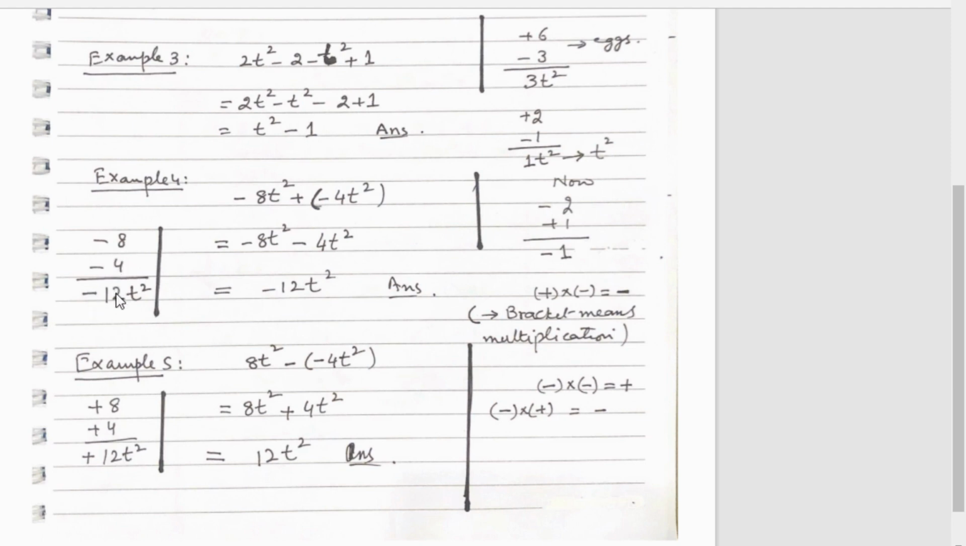So 8 plus 4 is 12. The same sign will come with the answer, and these are 12 t squares. We will write it down over here. This is the answer, the simplified form.